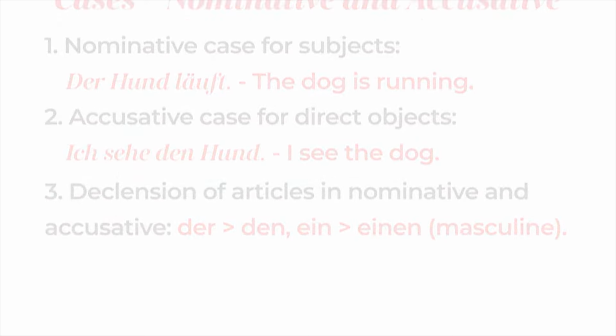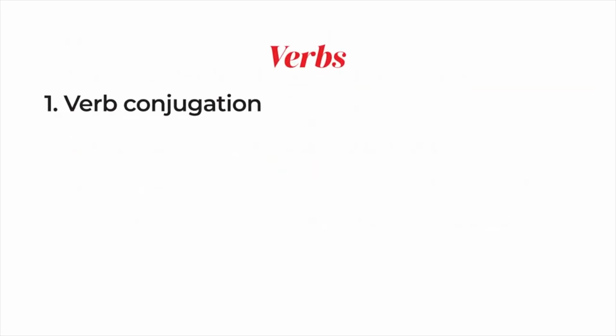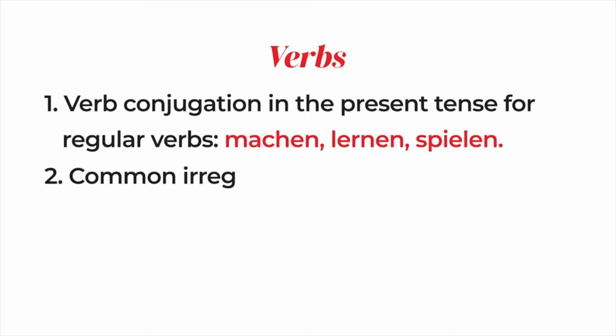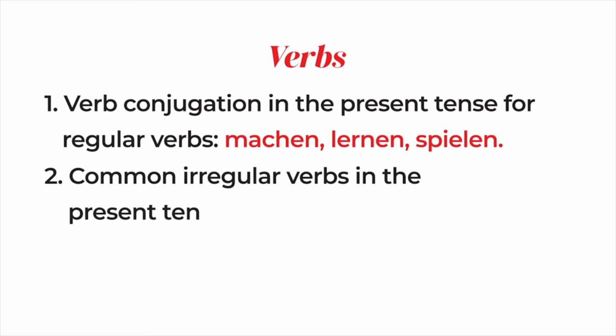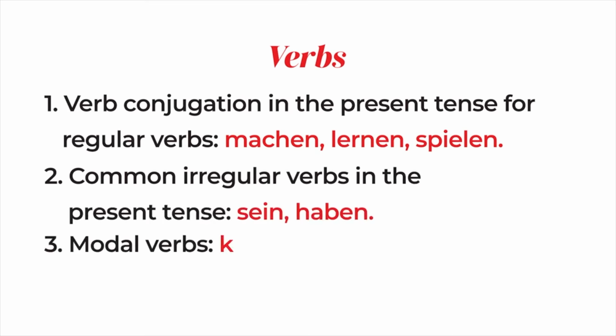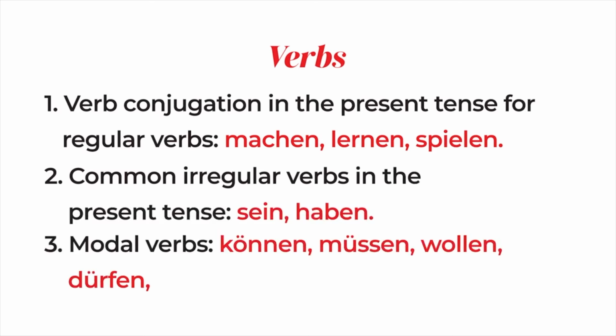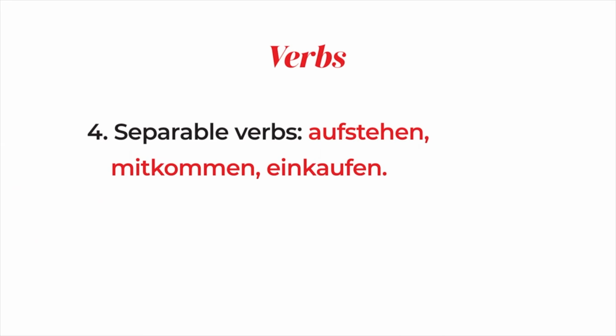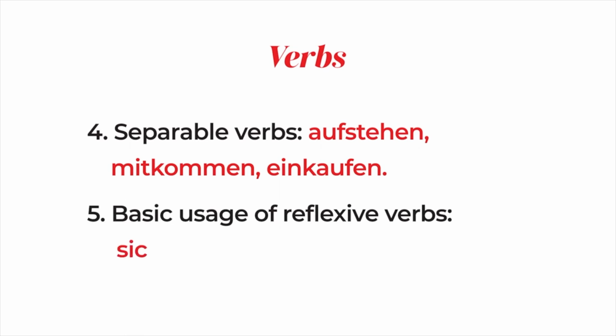Verbs. Verb conjugation in the present tense for regular verbs, machen, lernen, spielen, and so on. Common irregular verbs in the present tense, such as sein and haben. Modal verbs, können, müssen, wollen, dürfen, sollen, mögen. Separable verbs, especially the most common ones, such as aufstehen, mitkommen, einkaufen, and so on. Basic usage of reflexive verbs, sich waschen and sich freuen specifically.